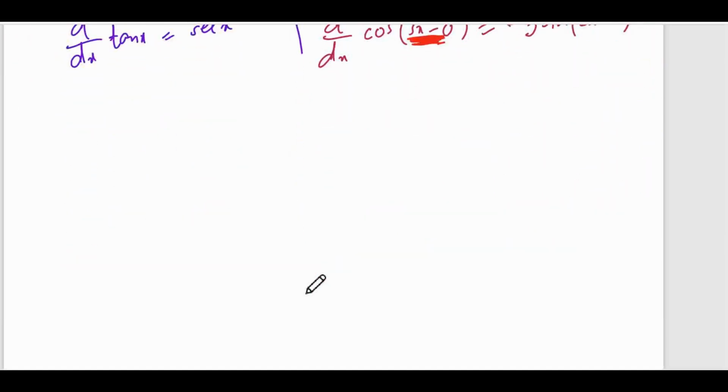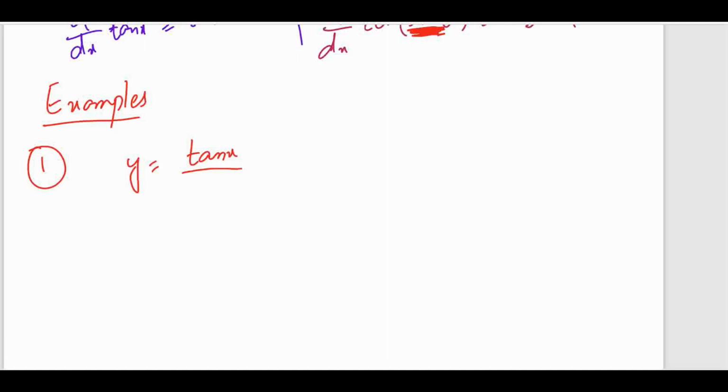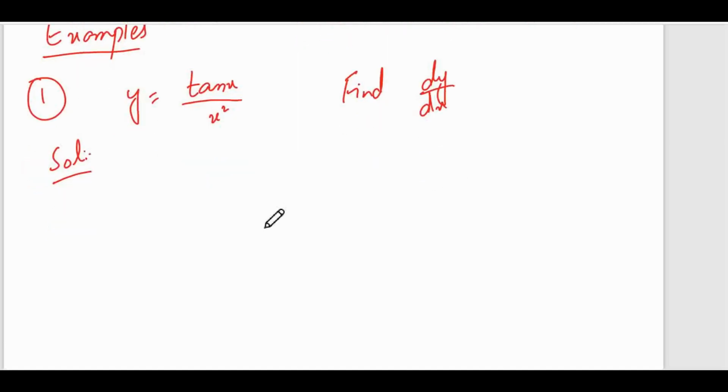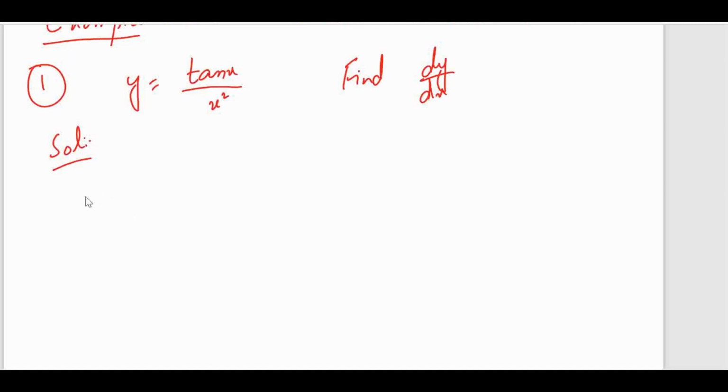Now let's see an example, and then we will move on to the other concept. Let's discuss a few basic examples related to the trigonometric functions. Let's say we have a question like y is equal to tan x, whole divided by x square. So how to differentiate it? What we have to do is find dy by dx. Keep in mind that whenever we have two functions in division, we have to use the quotient rule first.